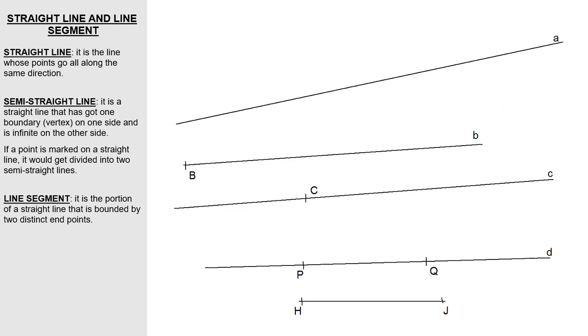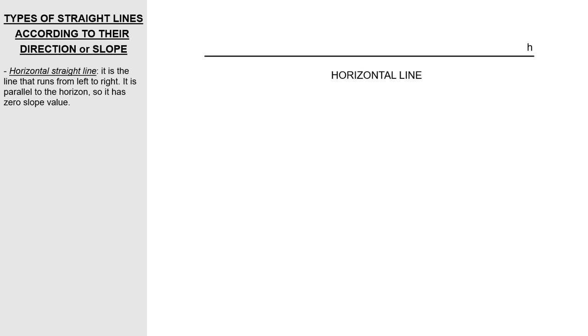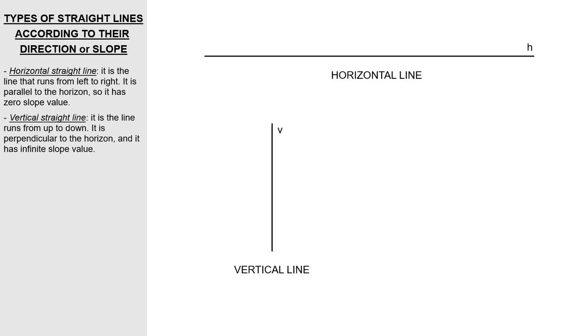We can also classify the straight lines, and therefore the semi-straight lines and the line segments, according to their slope. A horizontal straight line is the one that runs from left to right, or, in other words, that is parallel to the horizon. So it has 0 slope value. A vertical straight line is the one that runs from up to down. It is perpendicular to the horizon and to the horizontal line, and its slope is at its maximum. It has infinite slope value.